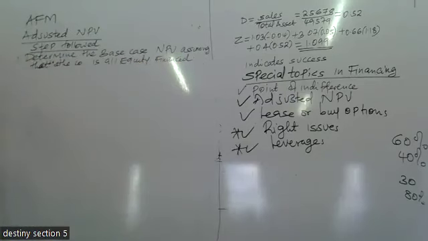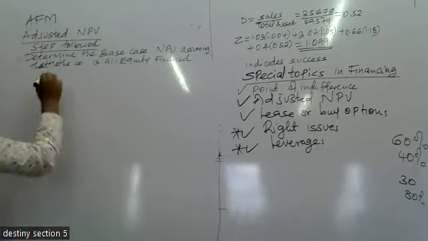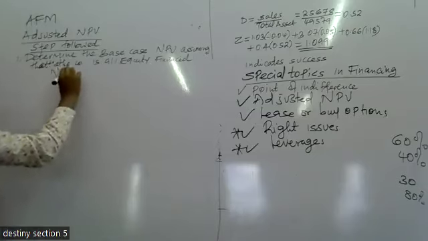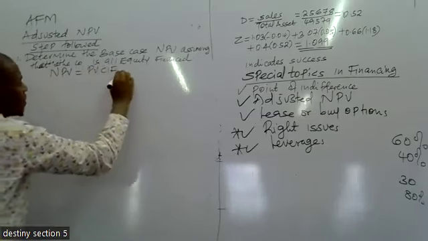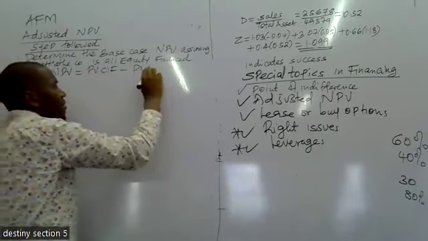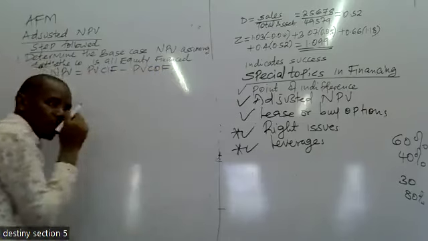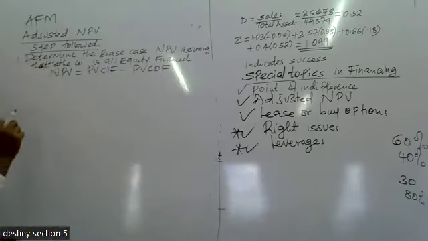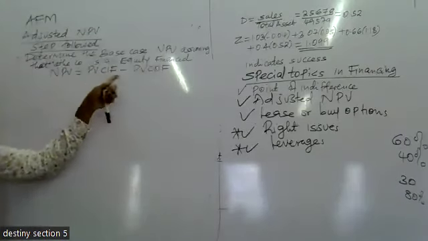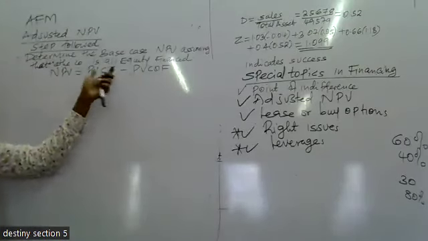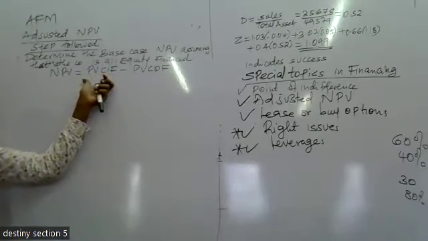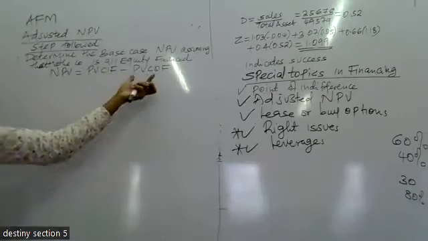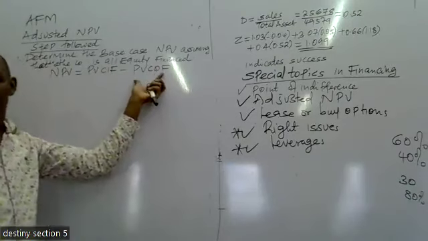So what we mean in this case is the company is only financed by equity. So how do we get the NPV? NPV will be given by the present value of cash inflow minus the present value of cash outflow. When I talk of inflow, it is the cash flows generated. When you talk about the outflow, it is the initial investment.